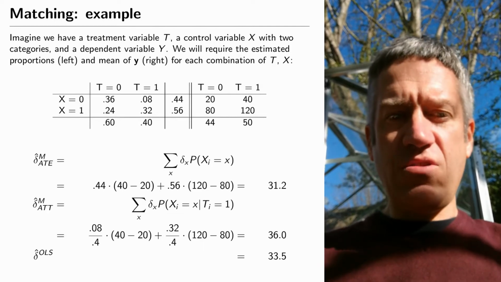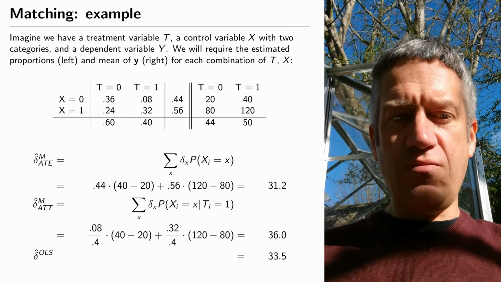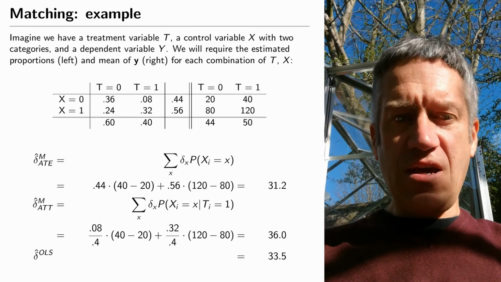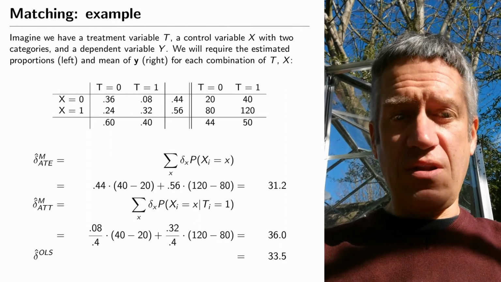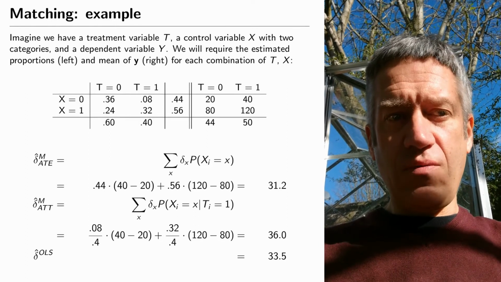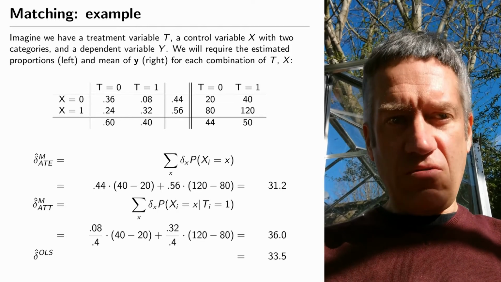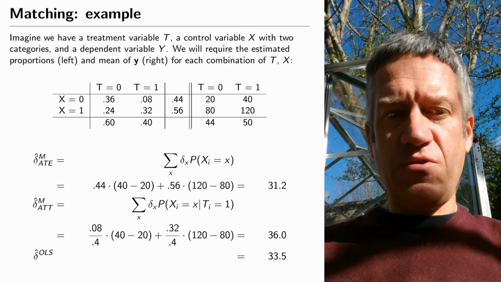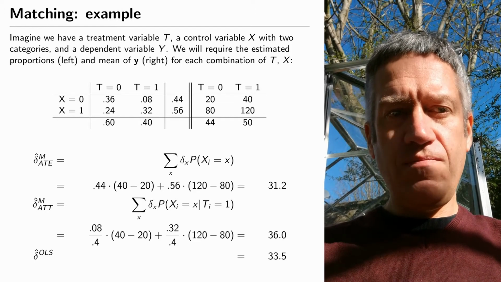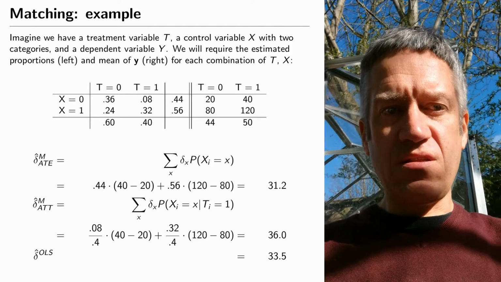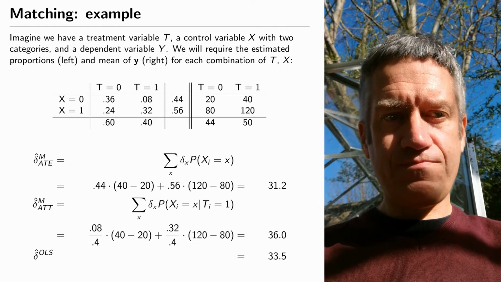And then on the right you see the values on the outcome variable. So for those without a treatment in control category 0, they score 20 on the dependent variable. And those with the treatment that are in this X category 0, they score 40. So you can see a clear correlation between X and Y, right? Because the 20 and 40 are much lower than 80 and 120. And you can also see a clear treatment effect. 20 and 80 are lower than 40 and 120 respectively.